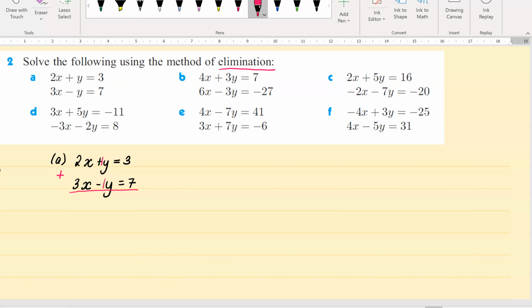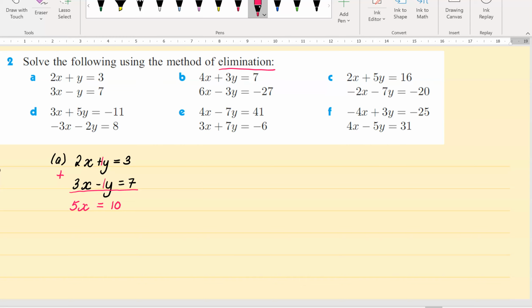So we end up with 2x plus 3x. I know you all know that that's 5x. And y plus minus y. So again, a positive and a negative make a negative, and it's y take y, so we get 0. So that's why we're doing this. The y's are now eliminated. So we don't put anything there. You don't even bother with the 0. And now we say 3 plus 7, that's 10.